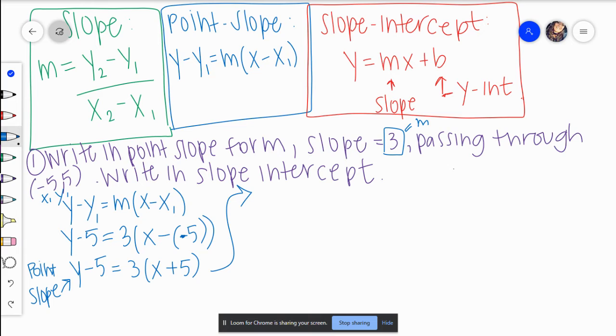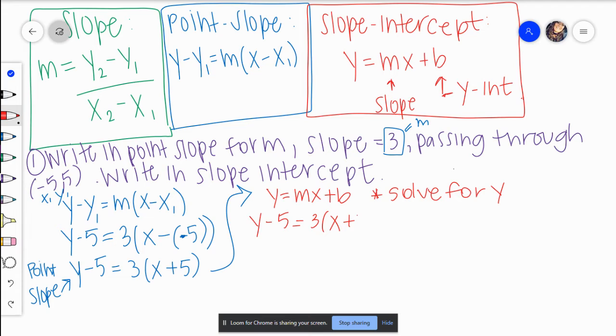Now, in order to write it in slope intercept form, we know that slope intercept form is y equals mx plus b. So what we need to do is solve for y. Well, what we have is y minus 5 equals 3 times x plus 5. This has to be distributed first. We get y minus 5 equals 3 times x is 3x. 3 times 5 is 15. Signs are the same, so it's positive.